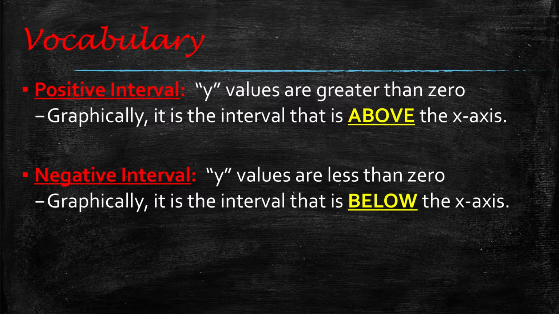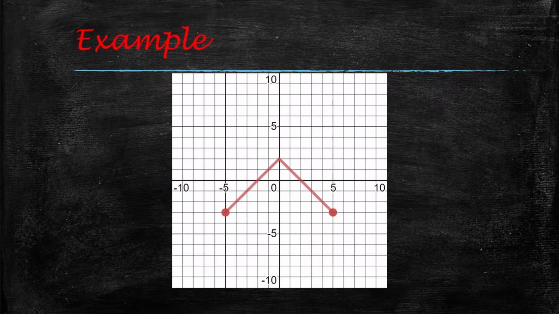There are lots of vocabulary words that you're going to need to know on function characteristics, and so that is what this video is going to go over. The first two vocabulary words are a positive interval and a negative interval. A positive interval is where the y values are greater than 0. So graphically, it is going to be the interval that is above the x-axis. Negative intervals are where the y values are less than 0. So graphically, that's going to fall below the x-axis.